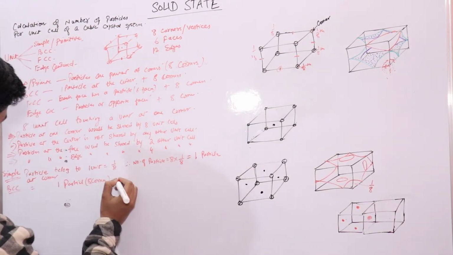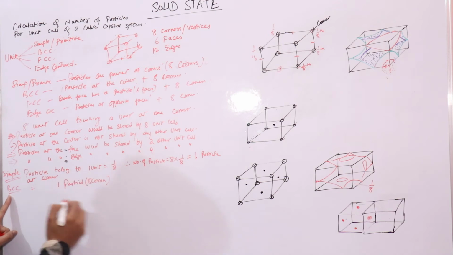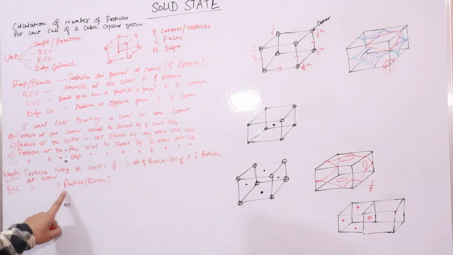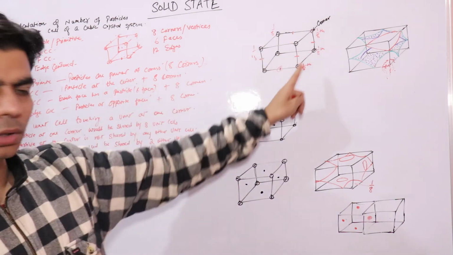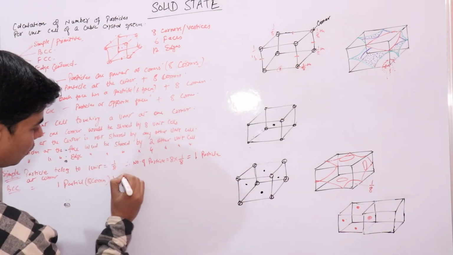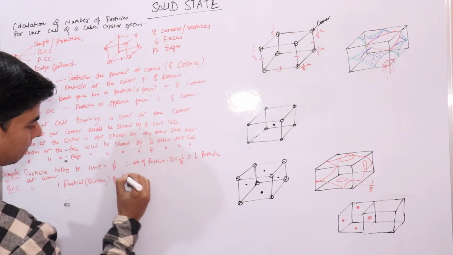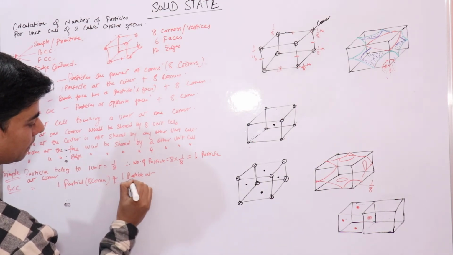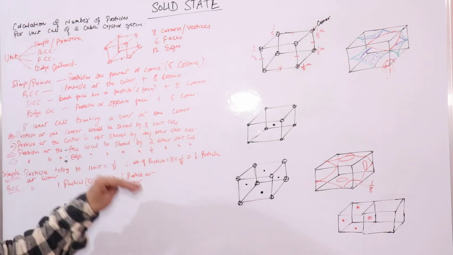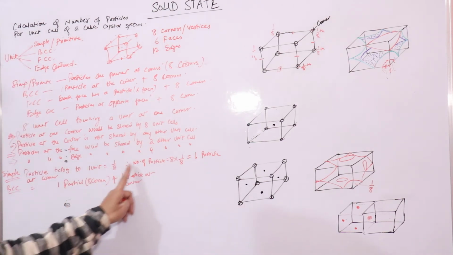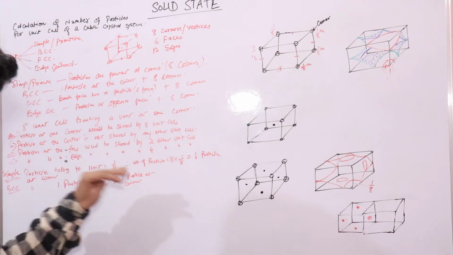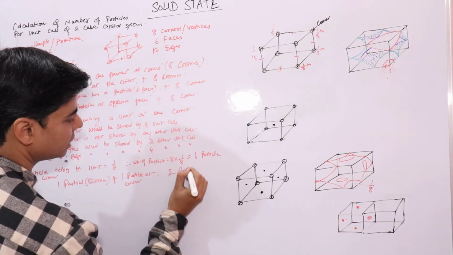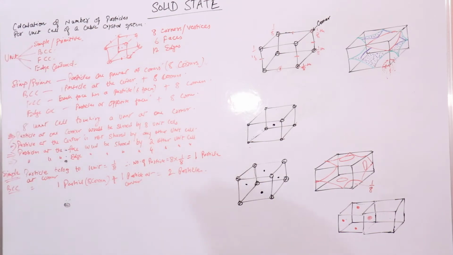So particles for BCC: 1 particle, right, due to these 8 corners, plus 1 particle at the center, and this is not shared with any other unit cell. This particle at the center belongs to only this unit cell, BCC. So 2 particles for BCC, right?